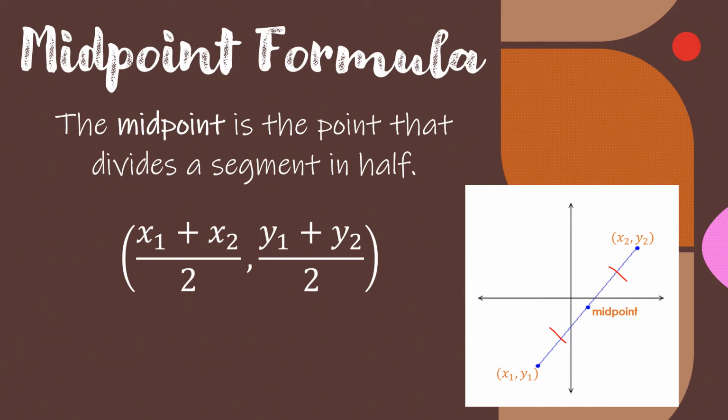So when you find something in the middle, you take the average. So the midpoint formula, you're going to average the x coordinates, so x1 plus x2 over 2, and then you're going to average the y coordinates, y1 plus y2 over 2. It's a pretty simple formula, just adding and dividing by 2.